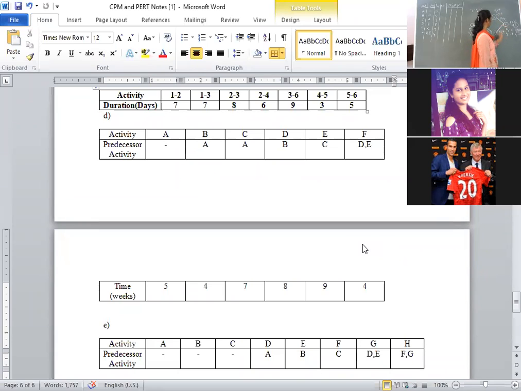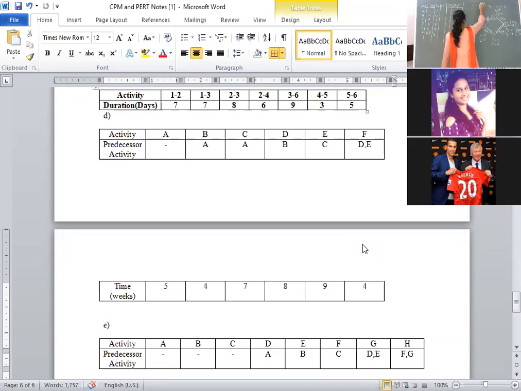Now, E4 to E5 we will see. E4, L4 are 12, 12; E5 value and L5 value are 21, 21. That means 4 to 5 is a critical path. Next, 5 to 6 is a critical path because E6 and L6 values are the same. Then, what is your critical path? You can write this critical path in two ways. The critical path is 1 to 2, 2 to 4, 4 to 5, 5 to 6.